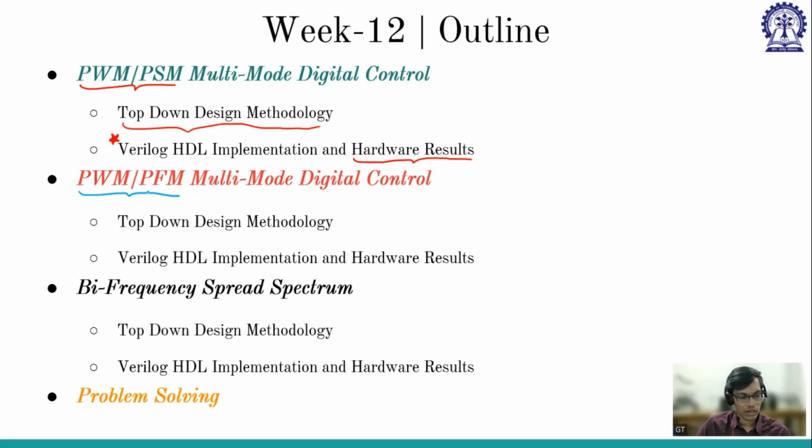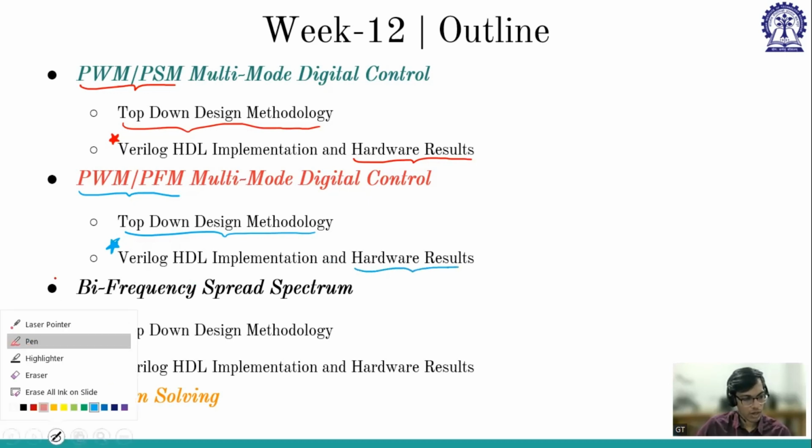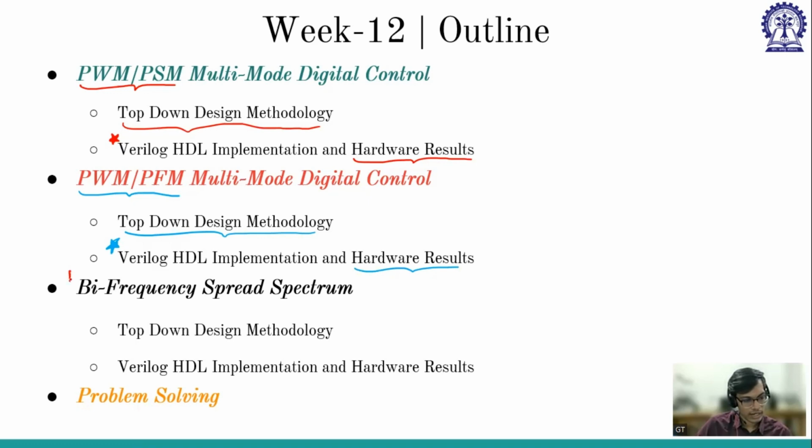Many of the commercial products use light load control architectures, and when the current increases, they move into some other control technique. Again, here we'll discuss the top-down design methodology followed by Verilog HDL, only the blocks that are new and not discussed in the previous session, followed by a few hardware results. And then we will discuss bi-frequency spread spectrum, what the need for it is, what its impacts on the transient response are, as well as the FFT that we had shown in the previous sessions also.